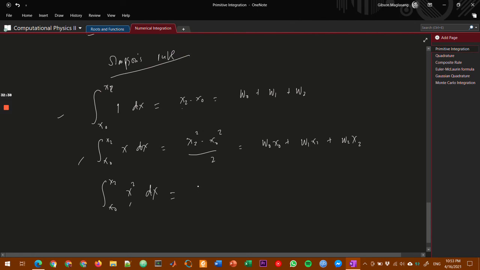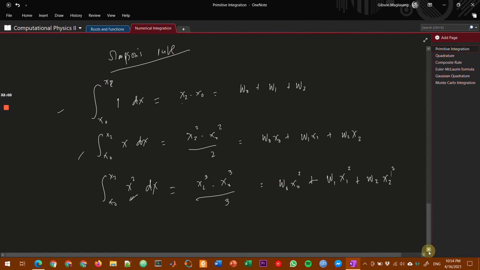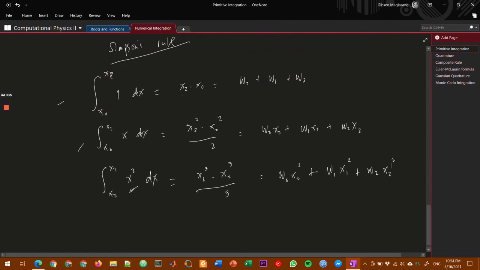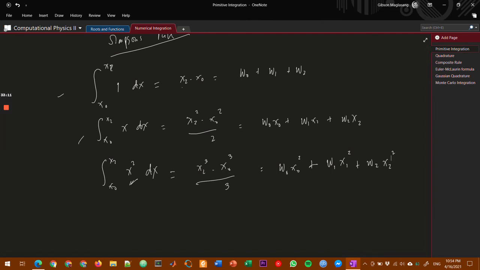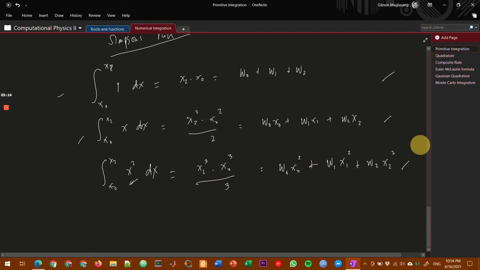So this becomes x2 cubed minus x naught cubed over 3. So this would be w naught x naught squared, right? Okay. X squared man plus w1 x1 squared plus w2 x2 squared. So to give us the result sa Simpsons rule, you need to determine w0, w1, and w2 using three equations. Tulo ka equation because tulo man ta ka-unknown. So that's why tulo ka equation.